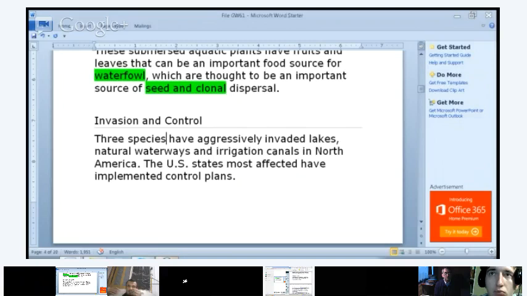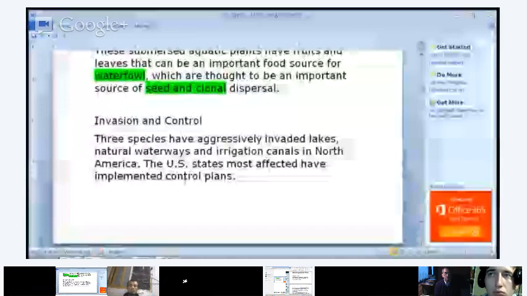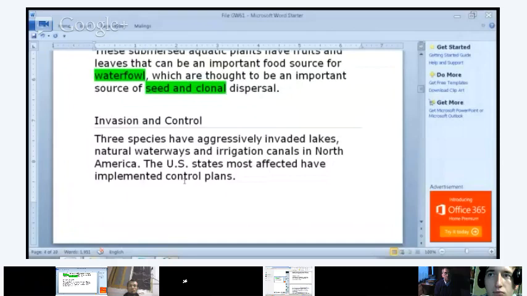Sorry, what does irrigation mean? Irrigation is the concept of putting water on fields to grow food. Oh. That's it. All right. And so let's keep going here.